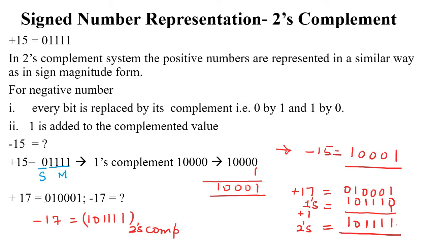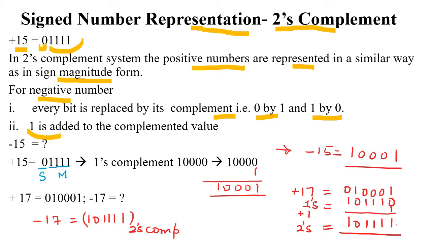Next, let us take another signed number representation, and it is the 2's complement representation. In 2's complement representation, the positive numbers are represented in the same way as in sign magnitude form, that is plus 15 is sign bit 0 and the remaining 4 bits represent the magnitude, that is 1, 1, 1, 1. For the negative number, every bit is replaced by its complement, that is 0 by 1 and 1 by 0, and then you have to add 1 to the complemented value.